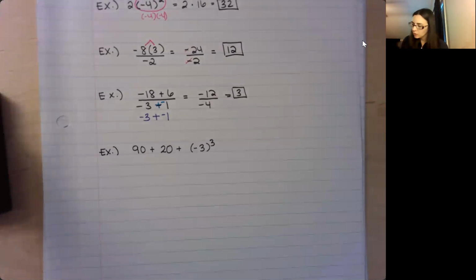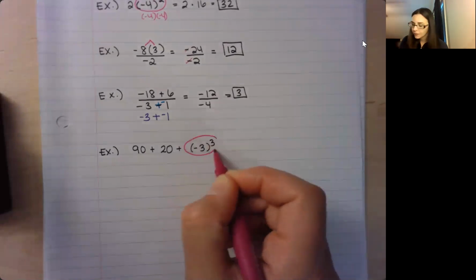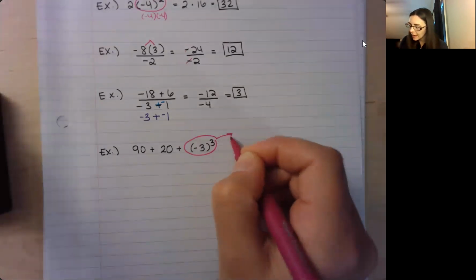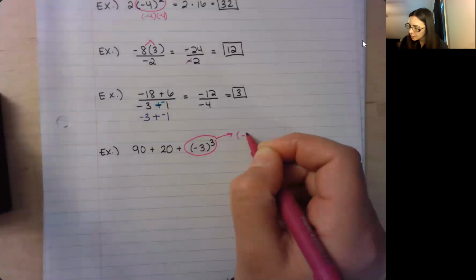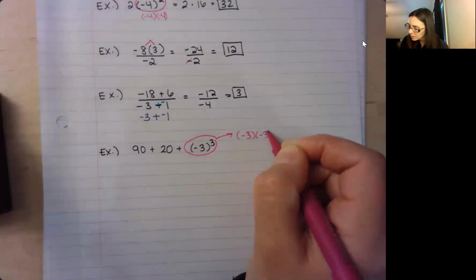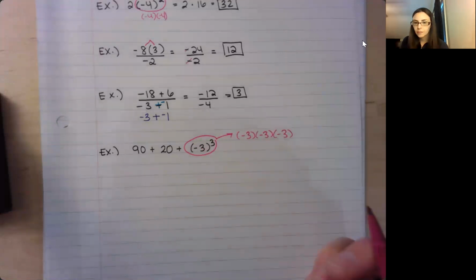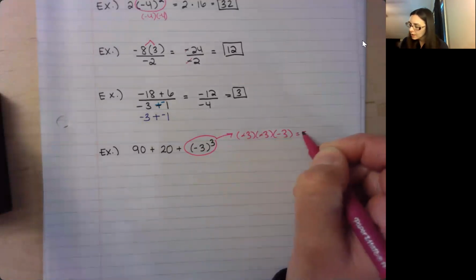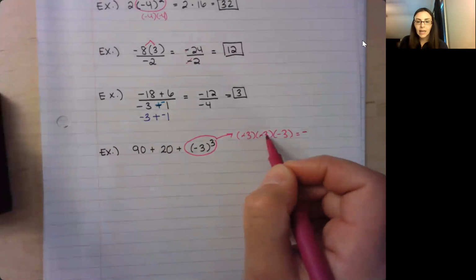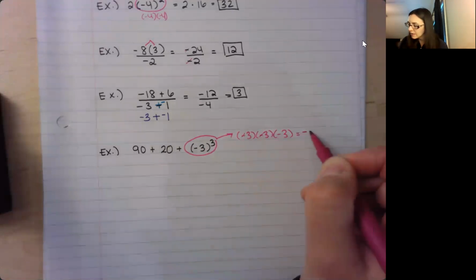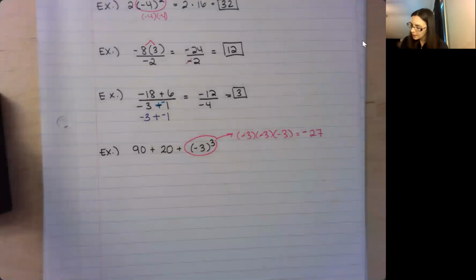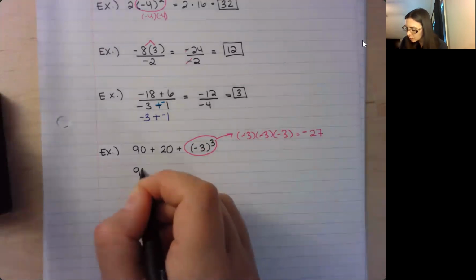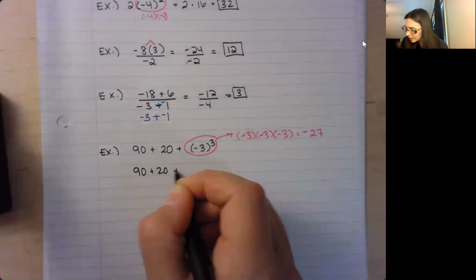And I do see I do have to do my exponent first. So I have parentheses around the exponent. So the whole thing is getting multiplied out, in this case, 3 times. So 2 of my negatives will cancel. I'll still have 1 left over. And then 3 times 3 is 9, times 3 is 27. So my problem becomes 90 plus 20 plus negative 27.